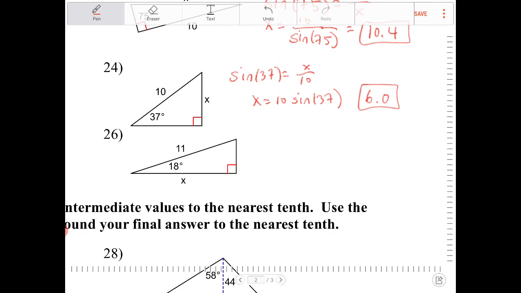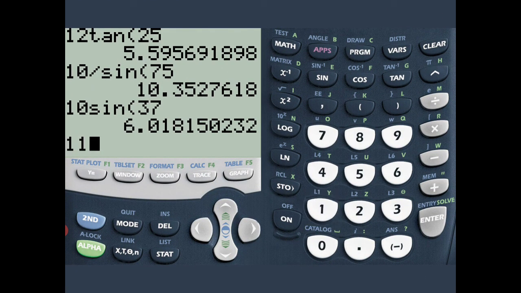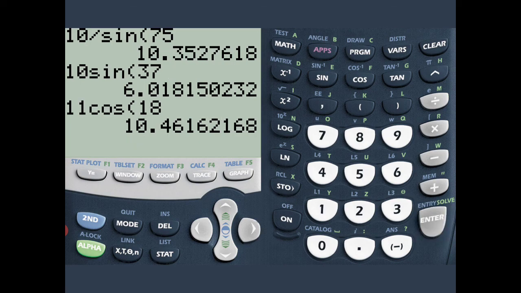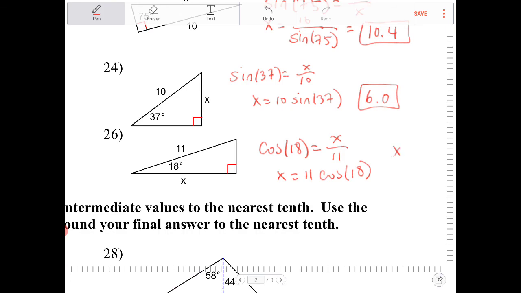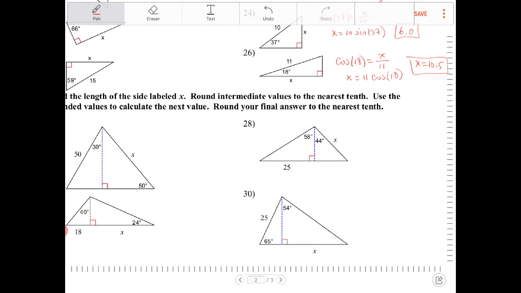And the last question for this batch, I need to isolate x. So I'm going to be using cosine because x is adjacent to 18. So cosine of 18 is equal to x over 11, or x is equal to 11 cosine of 18. Punch that into the calculator. 11 cosine 18. 10.46 or 10.5. All right, last batch here.